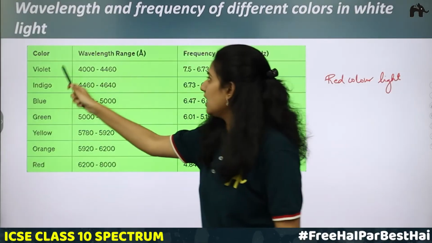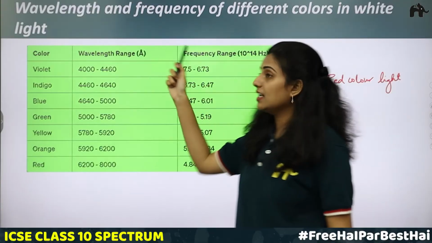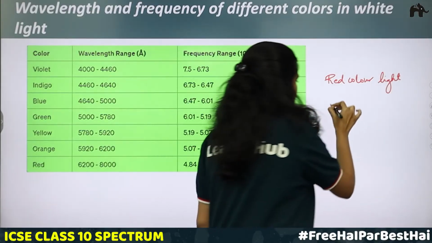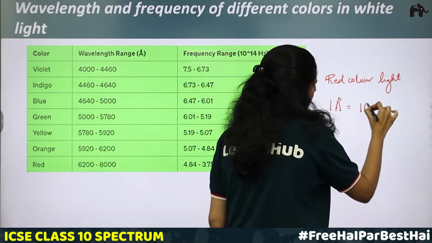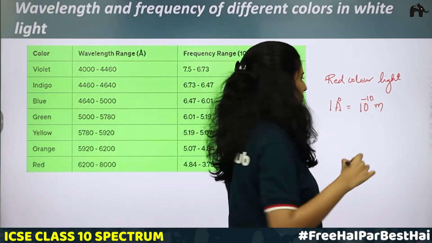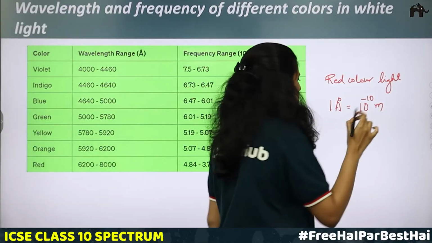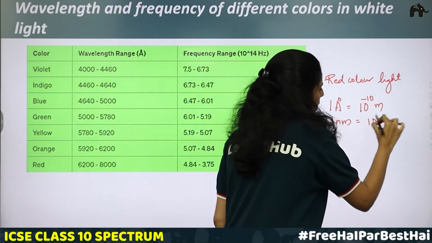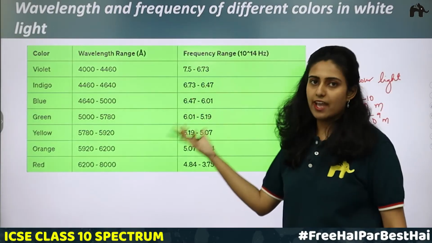So here we have colors, the wavelength range and frequency range. Wavelength range is given in angstrom. Angstrom is a unit of length. 1 angstrom is equal to 10 raised to minus 10 meter. Another unit is nanometer. 1 nanometer is equal to 10 raised to minus 9 meter. So here we are given the wavelength in angstroms.